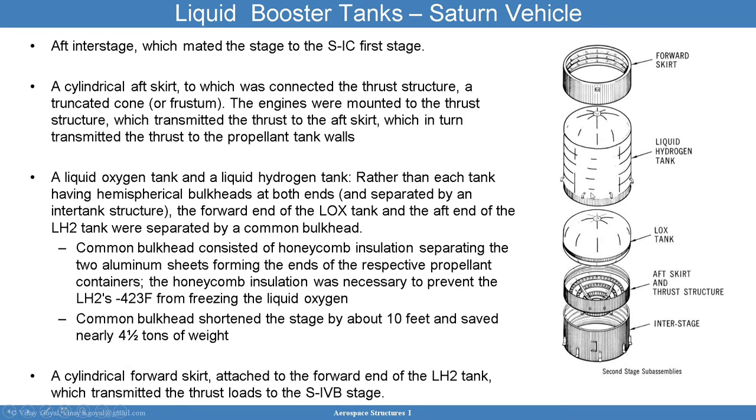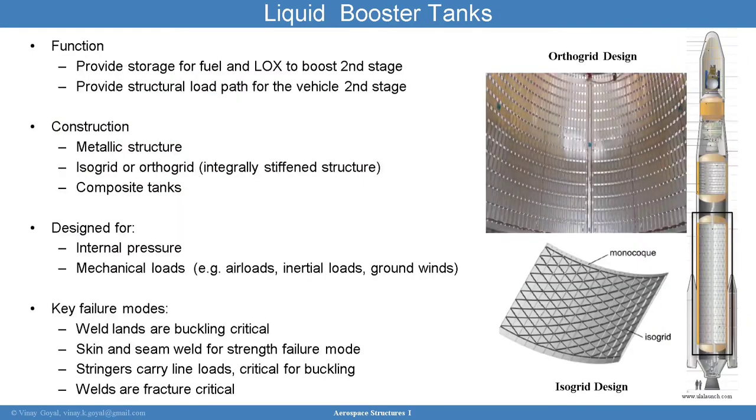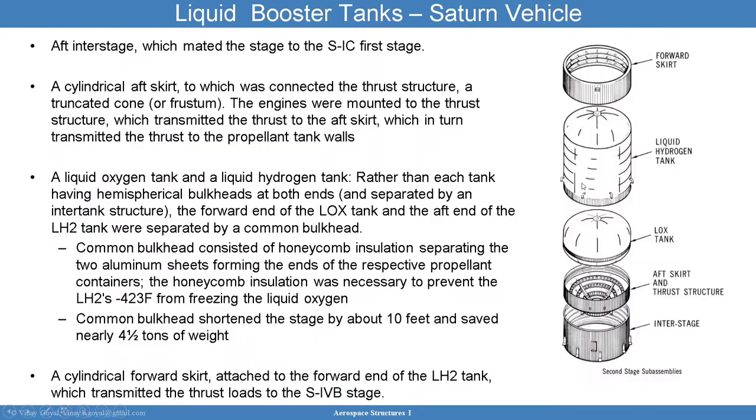Rather than each of these tanks having their own hemispherical bulkheads at both ends and separated by an intertank structure like we had here, in this design, they used the common bulkhead idea. The common bulkhead consists of a honeycomb insulation separating the two aluminum sheets, forming the ends of the respective propellant containers. And that insulation was really necessary because you have LH2, at -423 F, from freezing liquid oxygen.